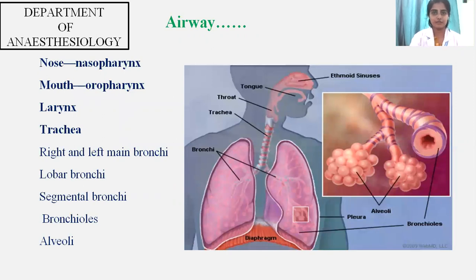Now, what is the airway? How do you start describing an airway? Going from top to bottom, first there is the nose, which leads to the nasopharynx. Next is the mouth, behind which you have the oropharynx. Then next is the larynx, trachea, the right and the left main bronchi, as you can see in the picture, the lobar bronchi, segmental bronchi, the bronchioles, and the alveoli.